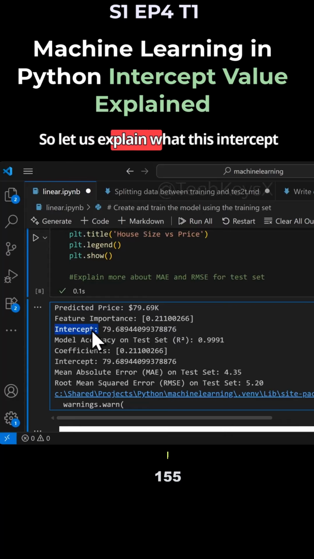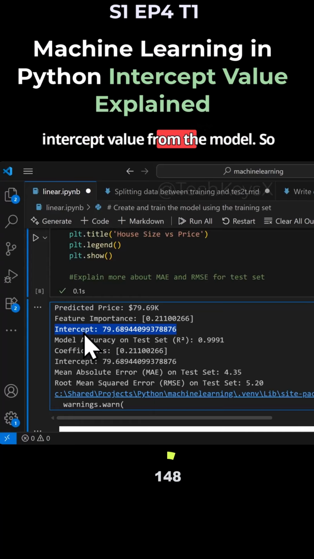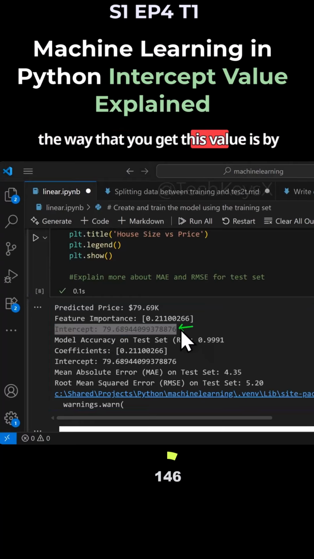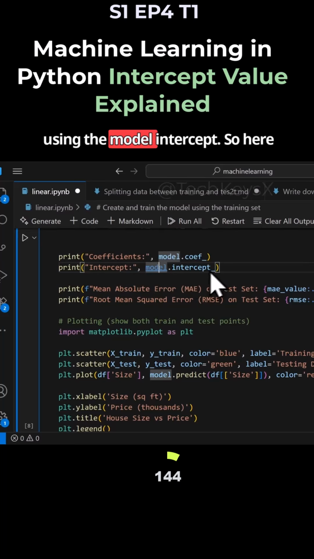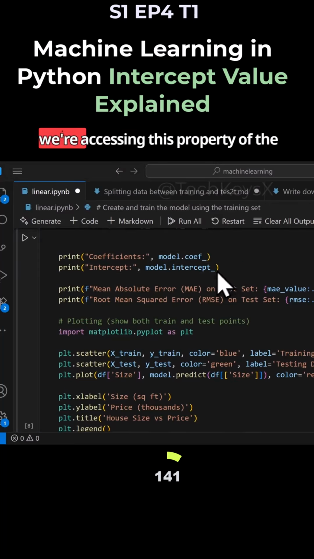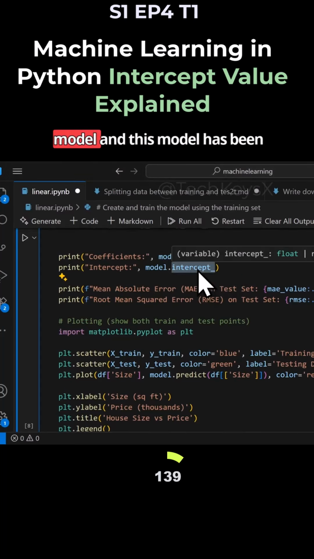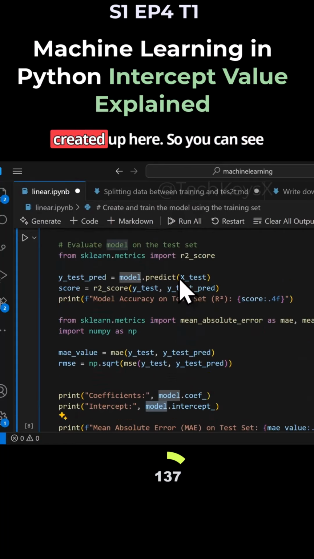So let us explain what this intercept value actually means. Within our linear regression, we can get this intercept value from the model. The way that you get this value is by using the model intercept. Here we're accessing this property of the model, and this model has been created up here.